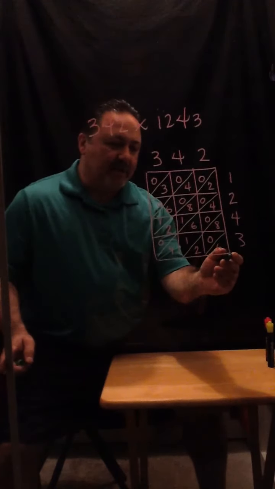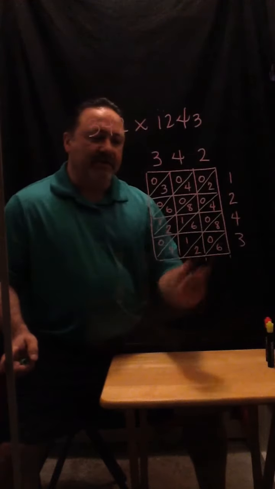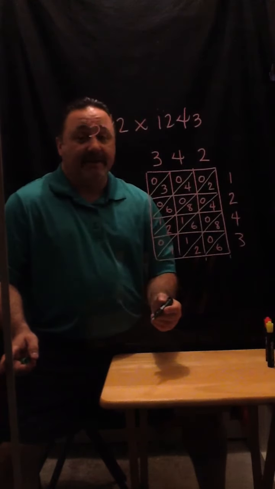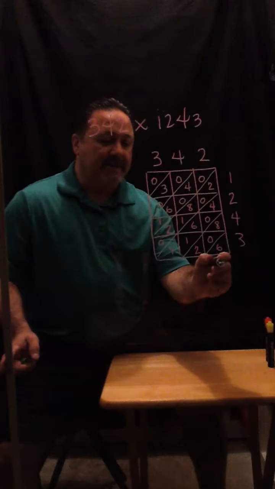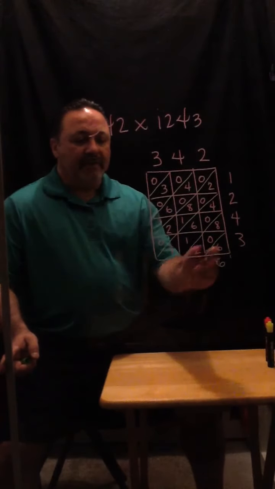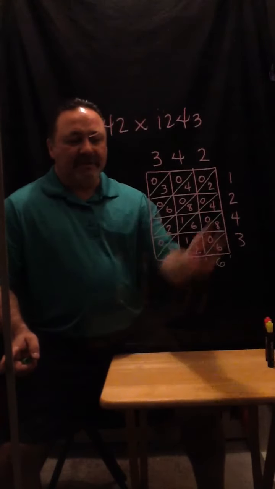So this diagonal here starts here and ends here. And there's only one number there. There's nothing to add to it. So it's a 6. So I'm going to place a 6 here. There's nothing to carry. So let's look at this next one.